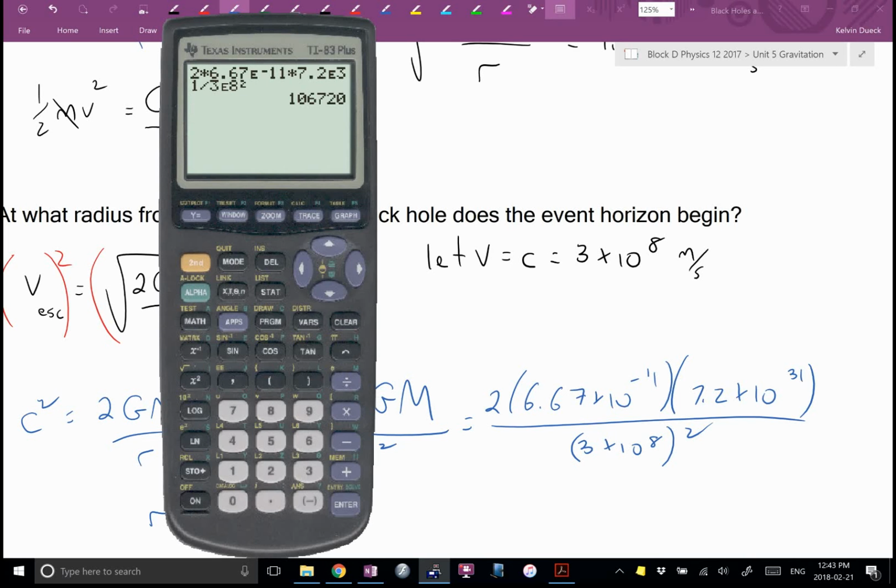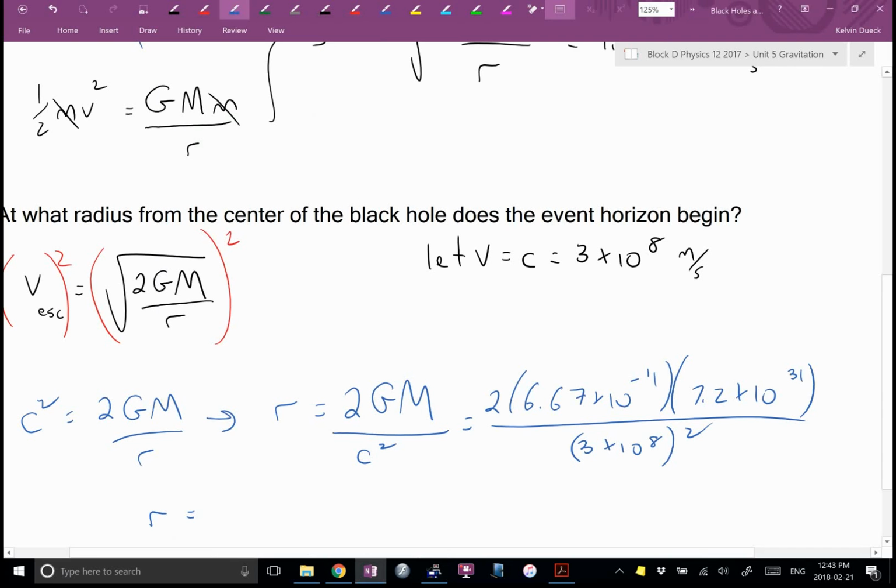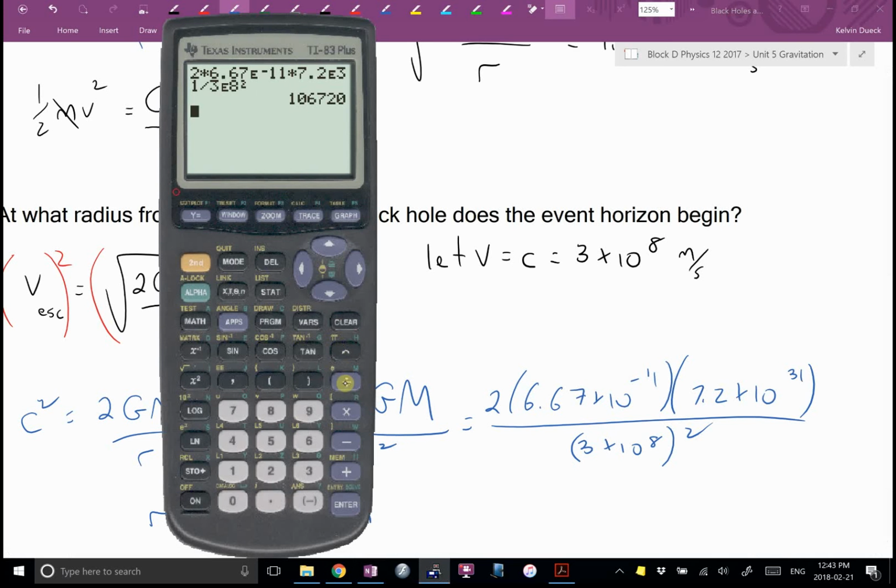You get, holy smokes, Batman, that worked out evenly. 106,720? Yeah? I'll go 1.07. You know what? I'll write the whole thing because it worked out evenly, and how often does that happen? Sweet. In kilometers, if you were 107 kilometers from the center of this black hole, you're out of luck. Nothing in the universe can escape.